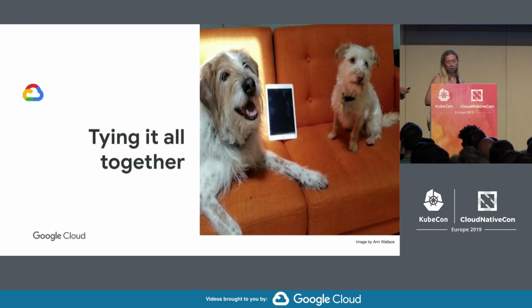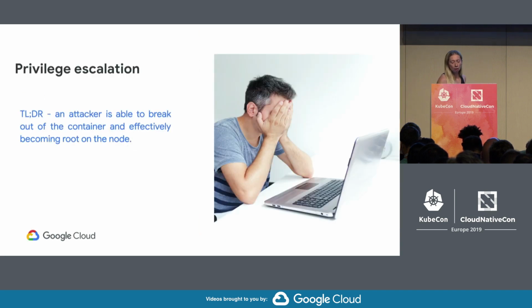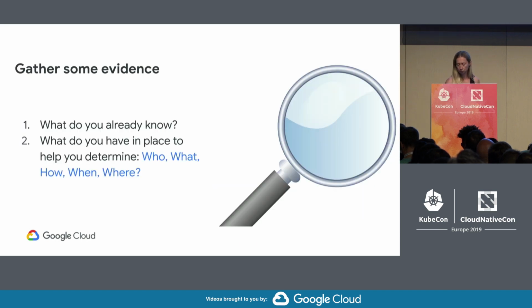Awesome. All right, let's apply all this knowledge to a real-world scenario. So let's look at a common container attack, privilege escalation or container escape. Privilege escalation attacks allow containers to break out of their isolated context and essentially become root on the server, effectively having access to all the other containers running on that node.